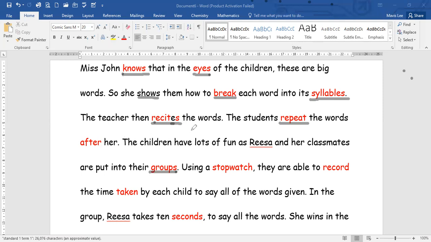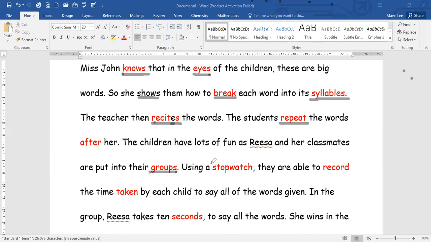The children have lots of fun as Risa and her classmates are put into their groups. Okay, so Miss is putting the children into groups, right? They're going to have lots of fun where they break up the word into syllables, recite it, and repeat it, right? Let's go now.